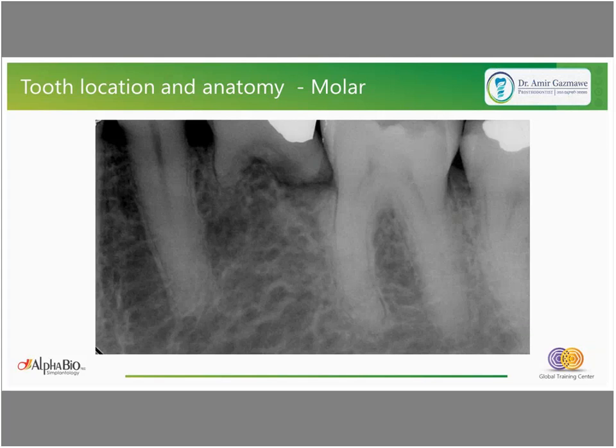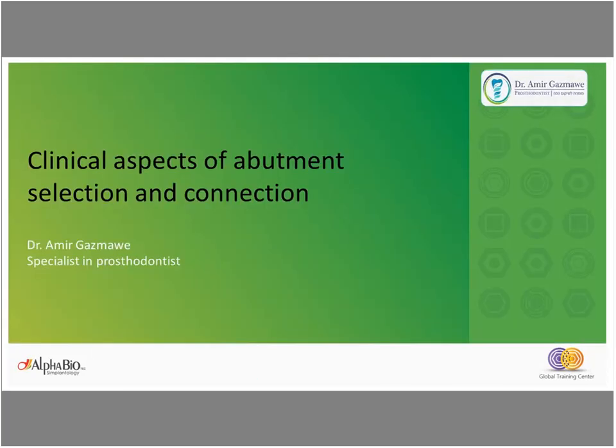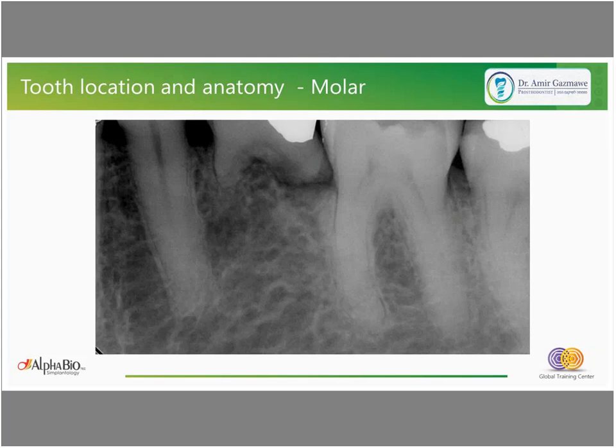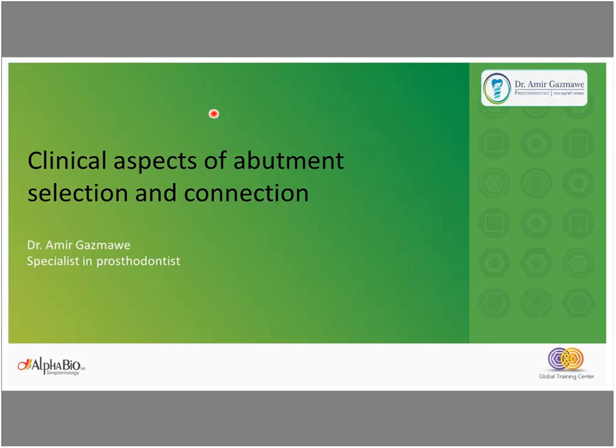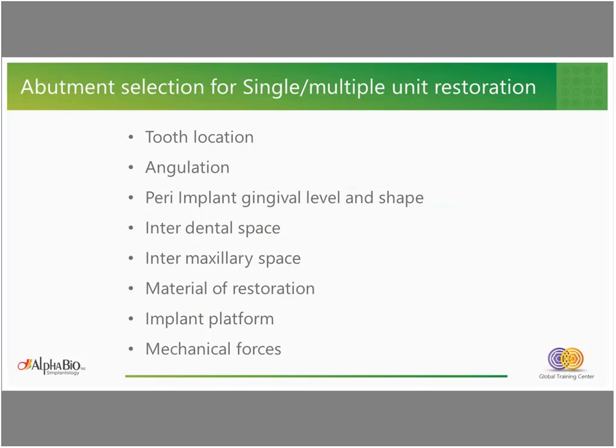The first case, I will show that the abutment selection can also be influenced by the decision what to restore using the restoration of a single tooth or a multiple unit restorations. Of course, it will change the decision which abutment to use and what connection to use, which can be a screw-retained or cemented restoration.